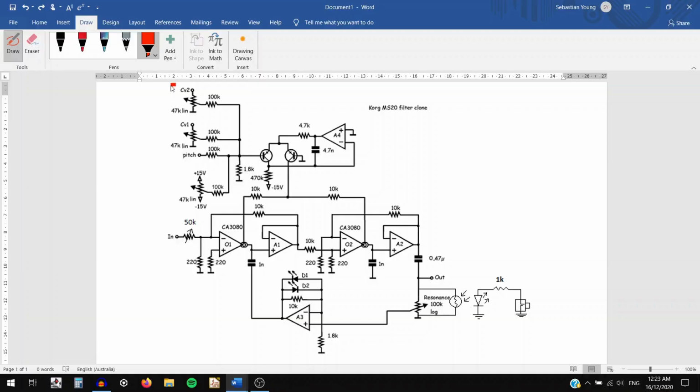ground. So up here, we can see a voltage summer, where we have our CV and volt per octave inputs and the cutoff control. Also note that all of these controls are fed directly into the base of this transistor here, rather than using an op-amp for the summing. Our CV inputs are connected directly to the top of these 47k linear potentiometers, which I've changed to 50k in my design just to keep it simpler. So we can adjust the level of modulation applied to the cutoff.